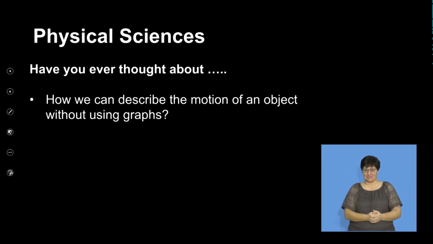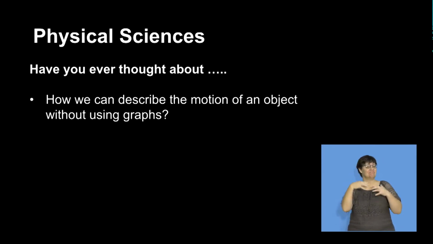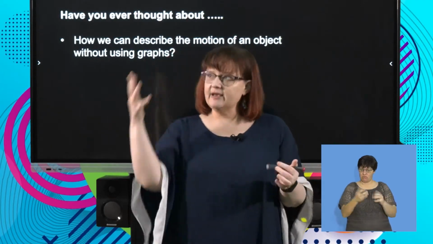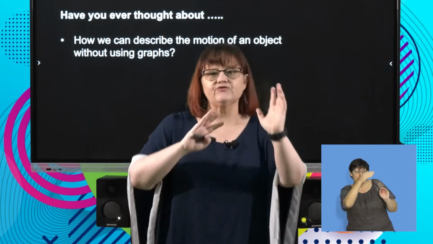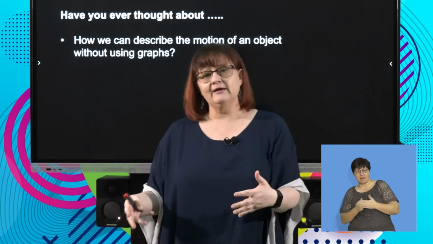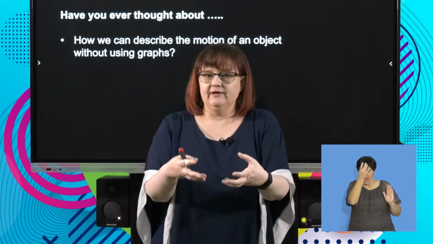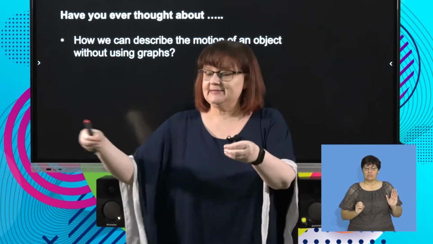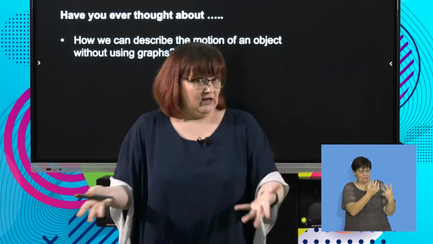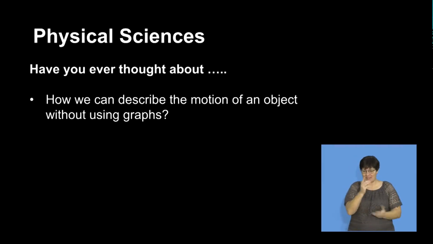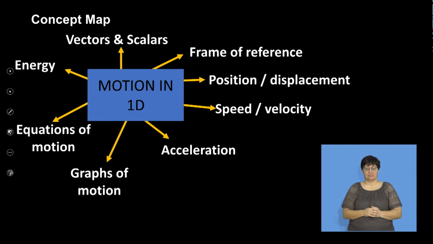So, have you ever thought about how to describe the motion of an object without using graphs? We've done graphs of motion, and we've seen how the shape of the graph helps us and how we can get things from the gradient and from the area. But what if we don't have a graph? What if we don't have that information available and we only have snippets of information? Well, what do we use? We use equations. Okay, so we've done all of this first part, and today we're going to look at equations of motion.